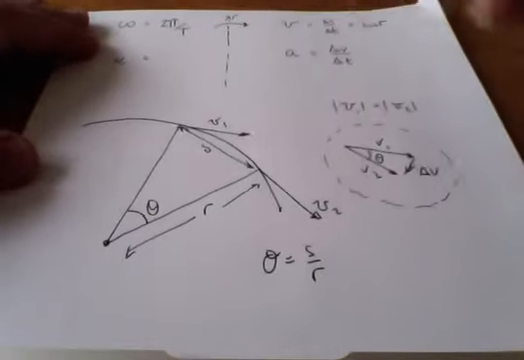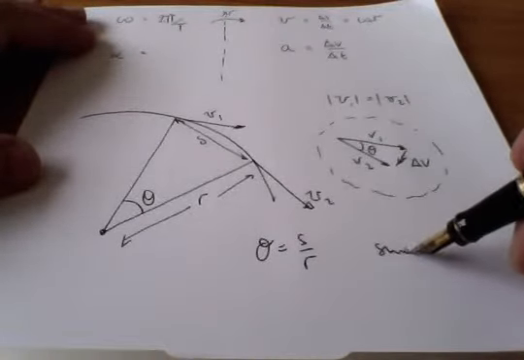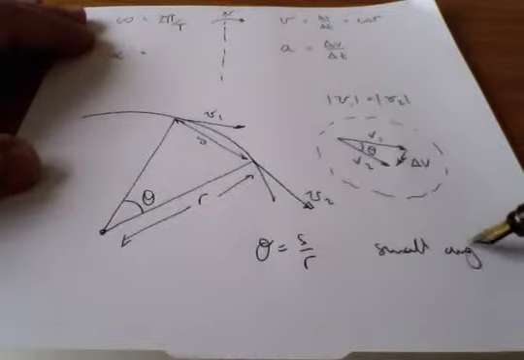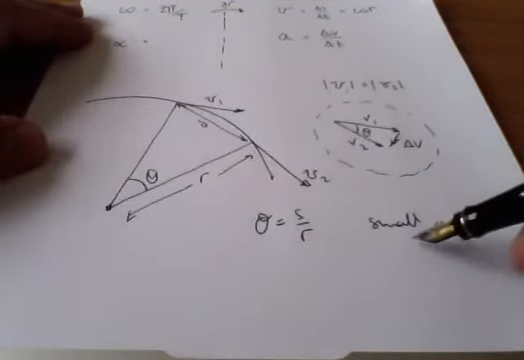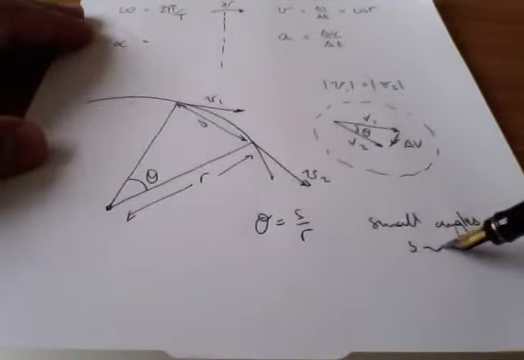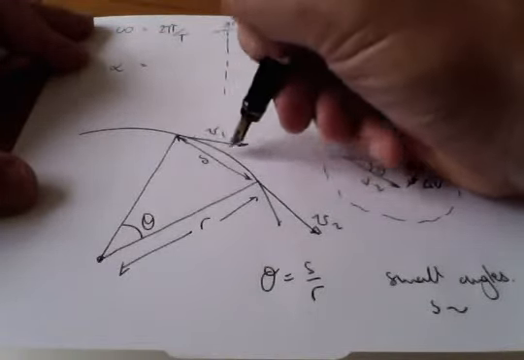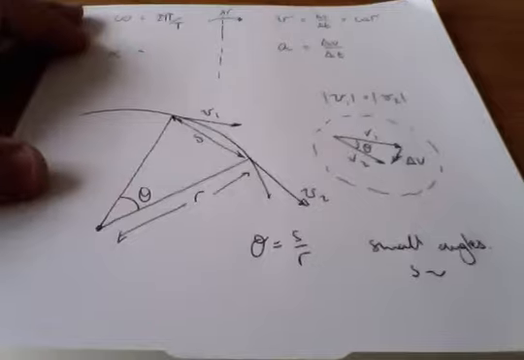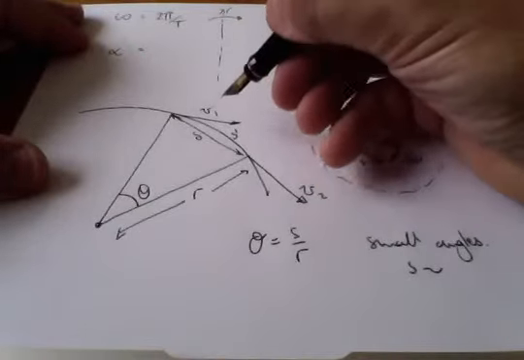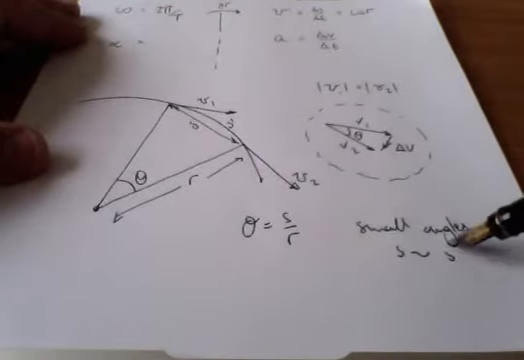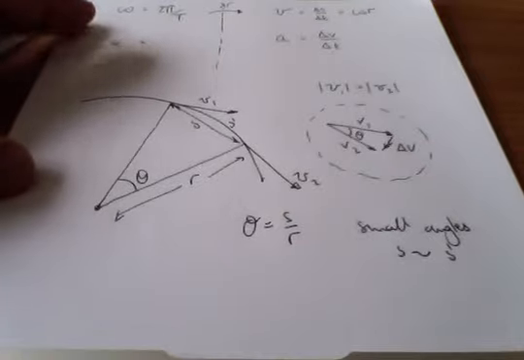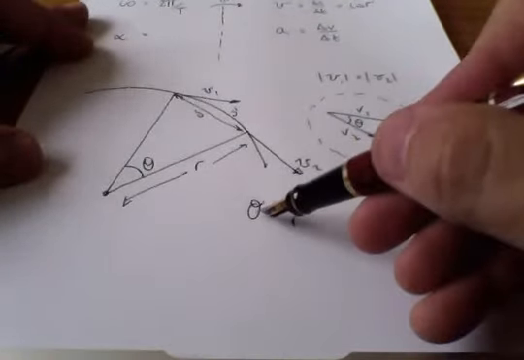And if angles are very small, we can say that s is approximately the same as the distance travelled around the circle. Let's say s dash around the circle. Okay, good. So now we've got an expression for theta here.